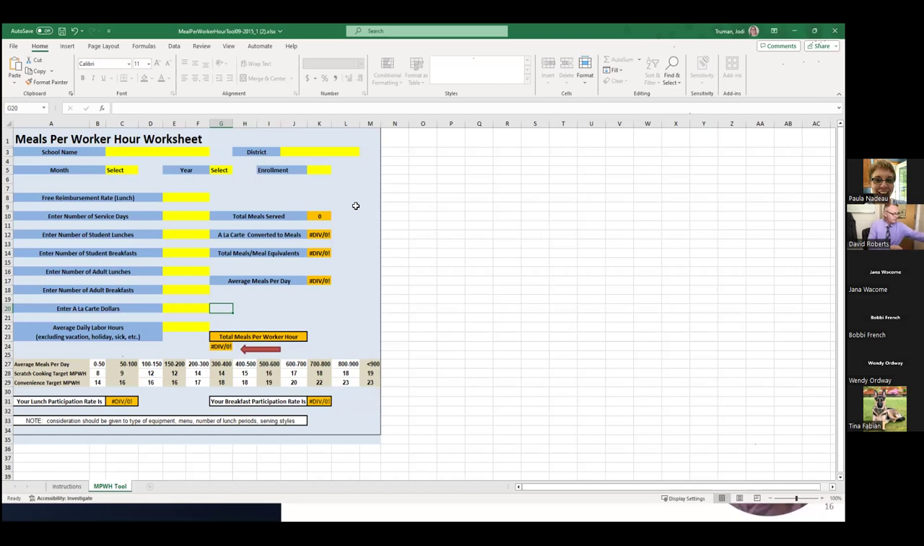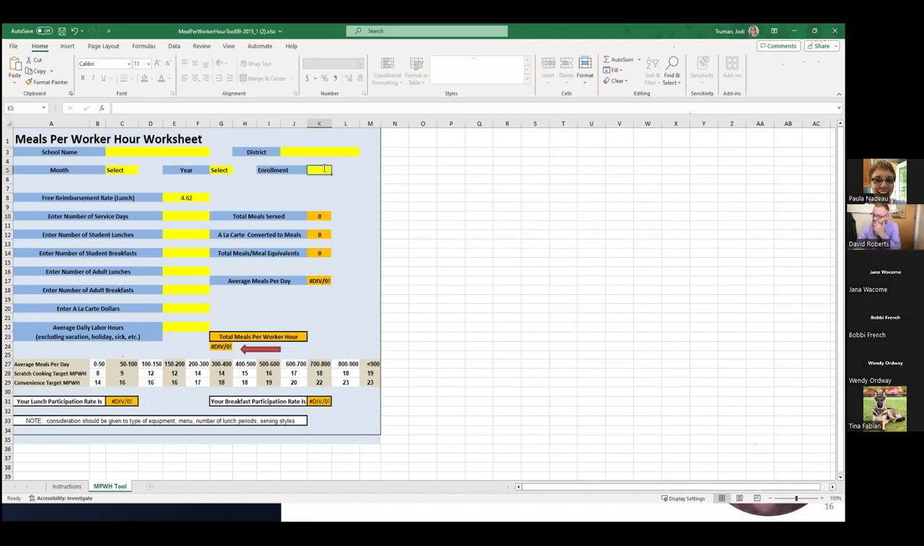There's a lot more information here. You can do this monthly, and put your name or your school in. I'm going to use the data that we just had. So 462 was for the lunch, the number of days.